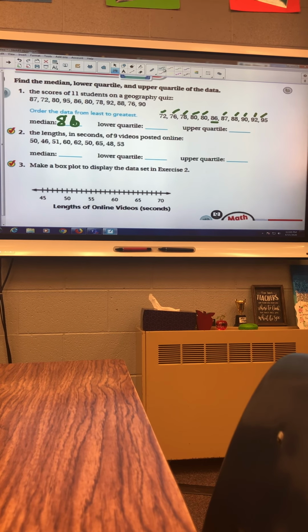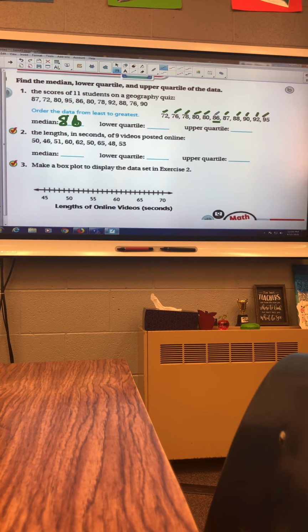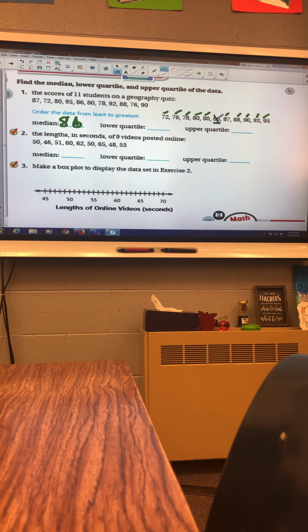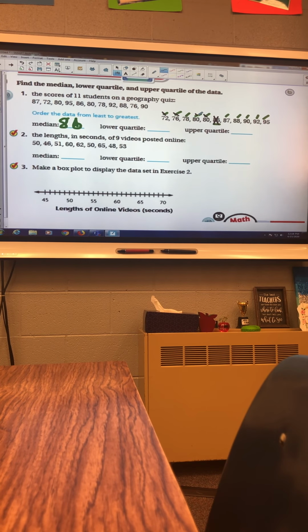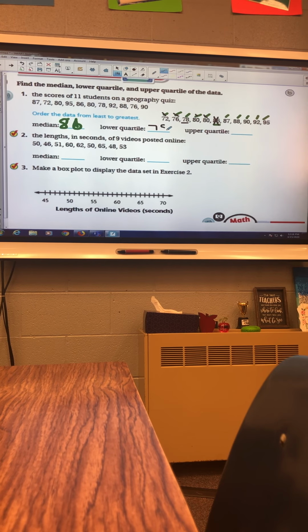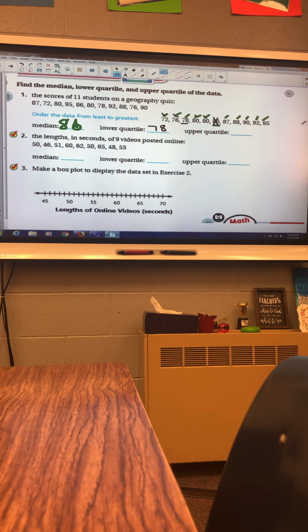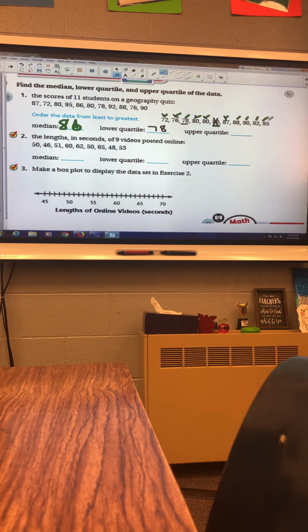Your lower quartile, now boys and girls, we only had 1 median, so we're not going to look at that. So we go left, right, left, right. So your lower quartile then would be 78. Your upper quartile, left, right, would be 90. Okay?